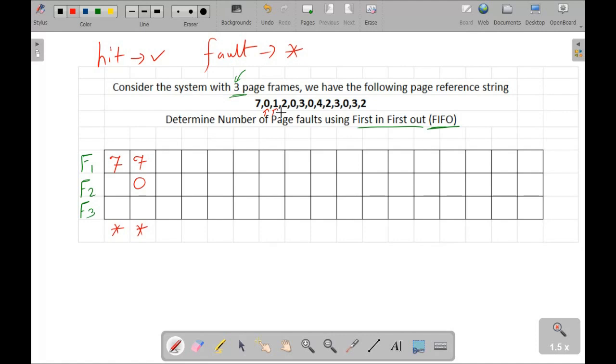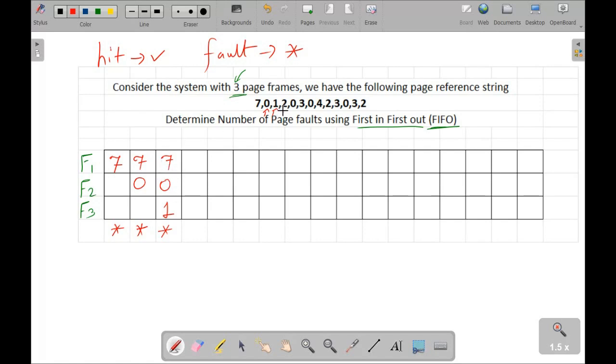Next we have a 1. Page number 1 is also not present, so I will add it into the next available frame. The first two pages will stay as they are. It's also a page miss. All the time we are copying the previous pages as they are into the frames, because every frame can hold just a single page. That's why we are arranging it like this.